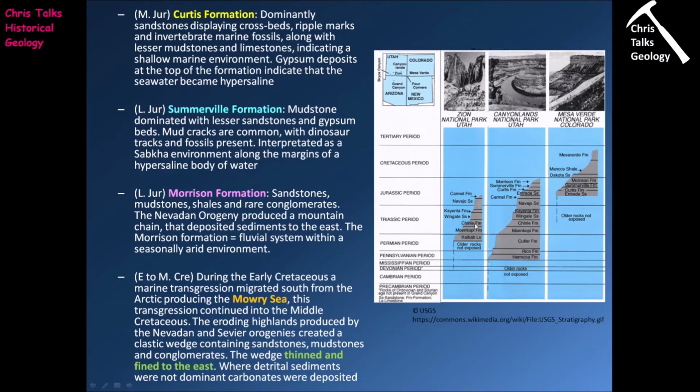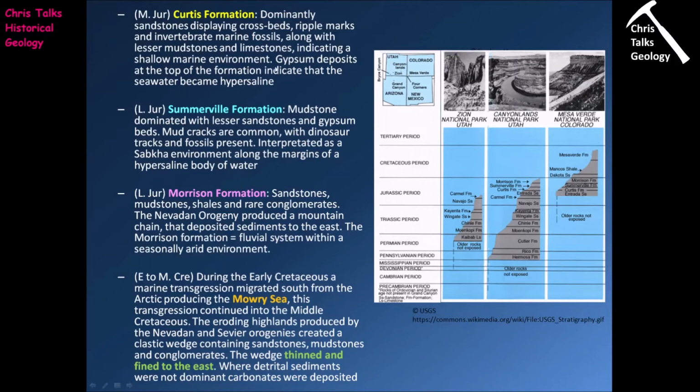So after the Entrada Formation, we enter the Curtis Formation. So this is dominantly a sandstone sequence, displays crossbeds, ripple marks, and invertebrate marine fossils, along with lesser mudstones and limestone. So this is showing us it's a shallow marine environment, so we're underwater.